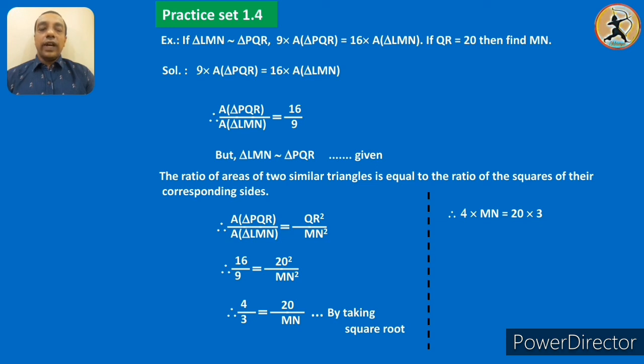Again, now to find out MN, we take the 4 from the left hand side to the right hand side. It will divide the right hand side, and the equation for MN becomes MN is equal to 20 into 3 upon 4. And if we divide 20 by 4, it will be 5, and the equation becomes MN is equal to 5 into 3, and we get the value of MN here, that is MN is equal to 15. So in this way we can apply the theorem and simplify the examples based on the same concept.